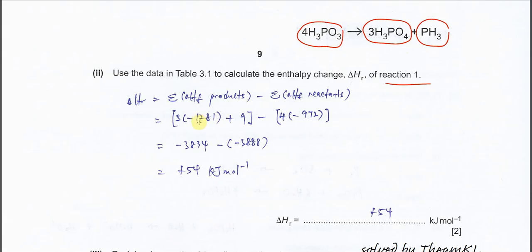So therefore now we need to substitute the values. Because here is 3 moles of H3PO4, we use 3 times negative 1281, plus the formation of this PH3, which is 9, minus 4 times the formation of this H3PO3, which is negative 972. Okay, so at the end we'll get positive 54 kilojoule per mole.